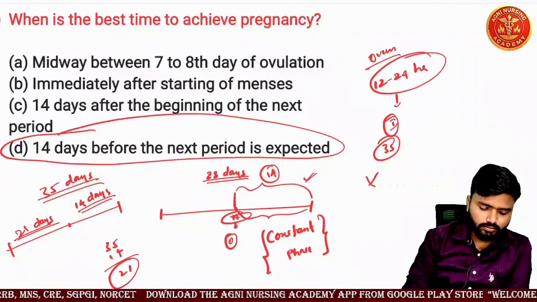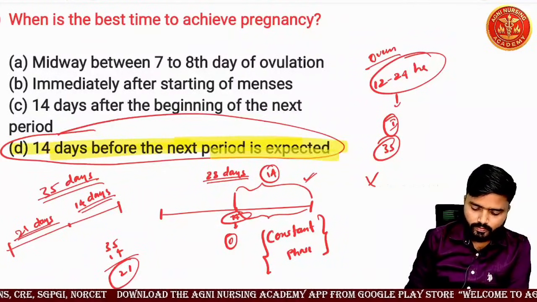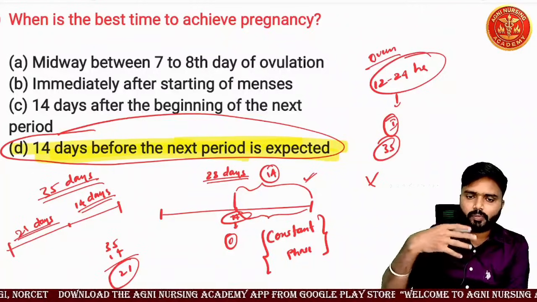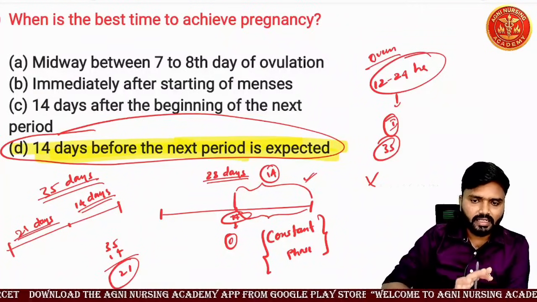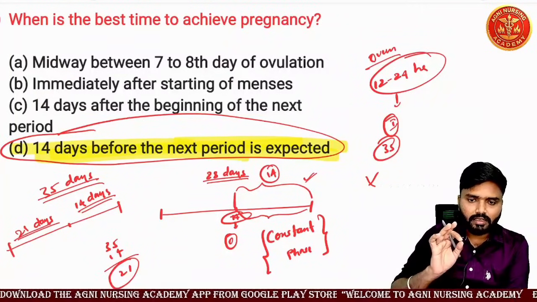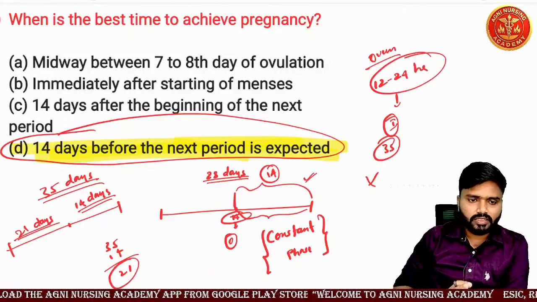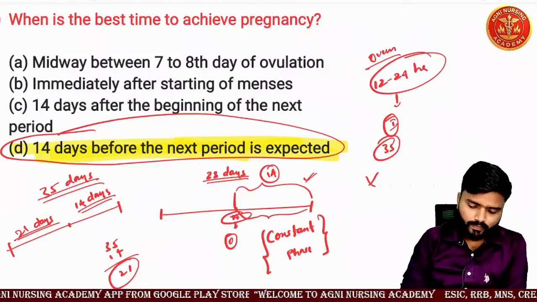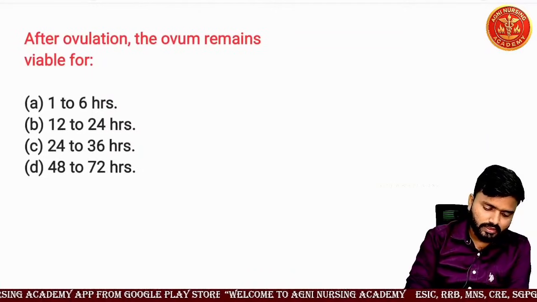Understood? Means today ovulation happens, and after 14 days the next period will start. So this is the constant phase. That's why option D is the correct answer for this question. Okay, the next question we'll see here.